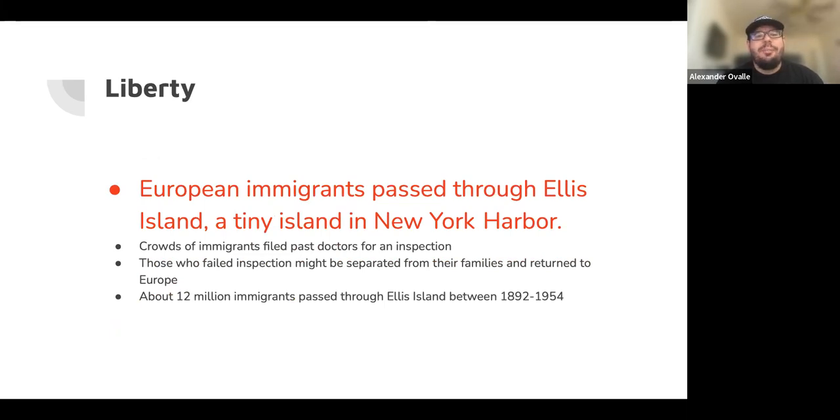Test question: many European immigrants passed through the Ellis Island Inspection Center, the tiny island off in New York Harbor. Crowds of immigrants would file past doctors for an inspection. Those who failed an inspection might be separated from their families and/or returned back to Europe. About 12 million immigrants passed through Ellis Island between 1892 and 1955.